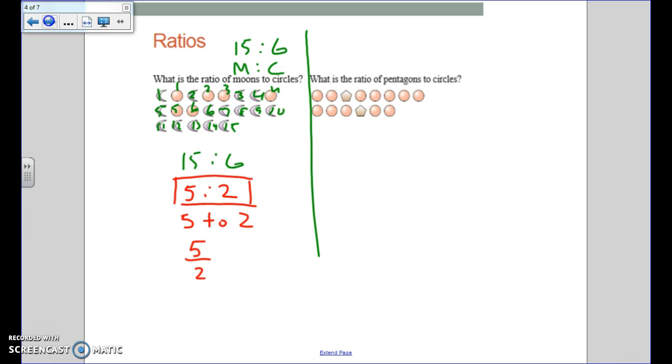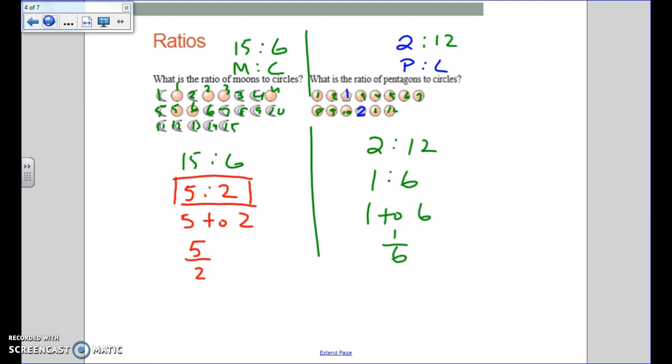This next one says, what is the ratio of pentagons to circles? Let's count the pentagons. 1, oops, that's not a pentagon, 2. So I see 2 pentagons, and all the rest of the shapes are circles. I count 12 circles. So in this case, my ratio would be 2 to 12. But the best answer would be 1 to 6, or 1:6. Again, we're trying to emphasize that ratio with the colon in there for now. The ratio is just comparing how many of one to how many of another.